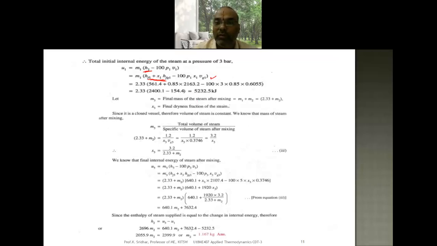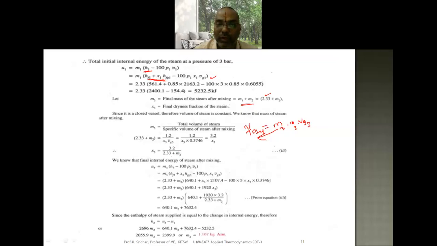And similarly, the final mass of the steam after mixing is always equal to M1 plus M2. You already know the value of M1, so substitute here. M3 will be equal to 2.33 plus M2. And here, the total volume of the steam, V total, is always equal to M3 into X3 into Vg3. From this we write the formula of M3: 2.33 plus M2 is equal to 1.2 divided by X3 into Vg3.